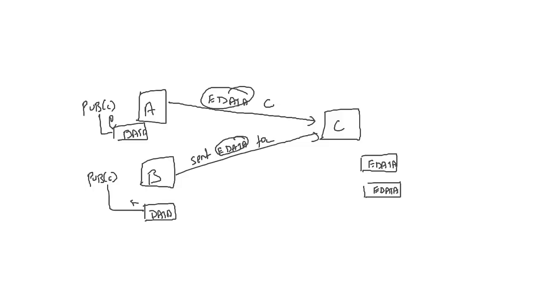C receives 2 versions of encrypted data. Now the question is how C will decrypt. C will use its associated private key to decrypt the data. So we achieve confidentiality because it is only read by C. But the question is, who sent which data?